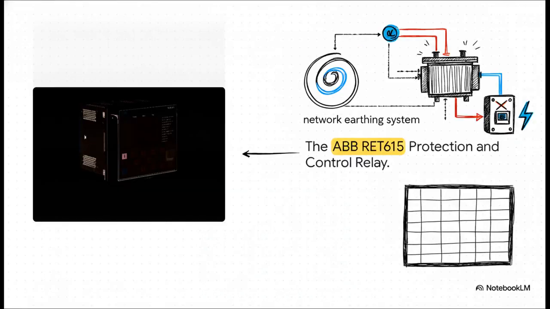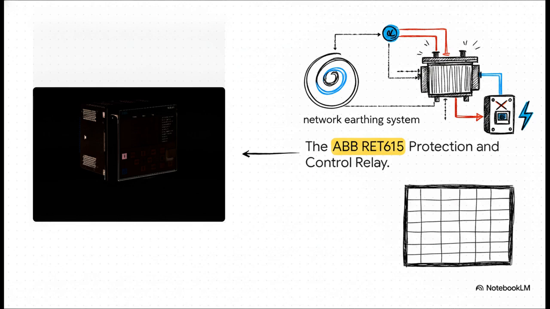Okay, let's dive right into this. Meet the ABB RET615 protection and control relay. Its entire job in life is to continuously watch currents and voltages and command a breaker to trip the very instant something goes wrong. Because, well, transformers are insanely expensive, they take forever to replace, and they fail fast.